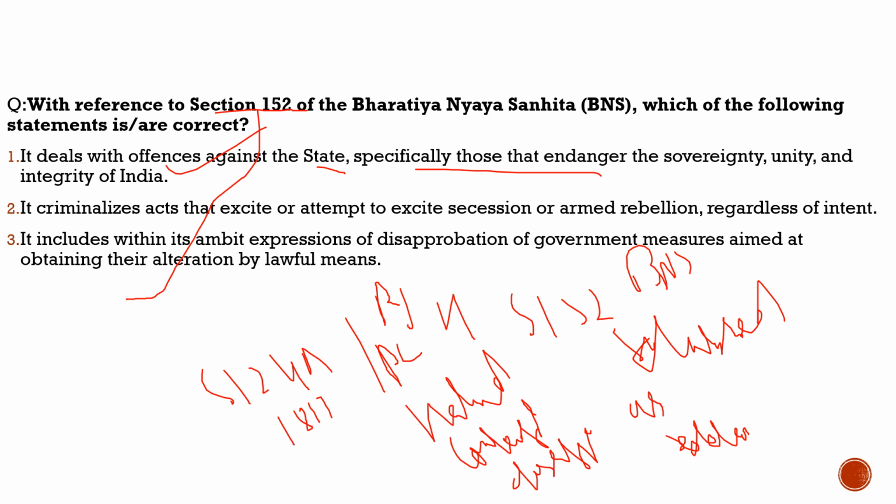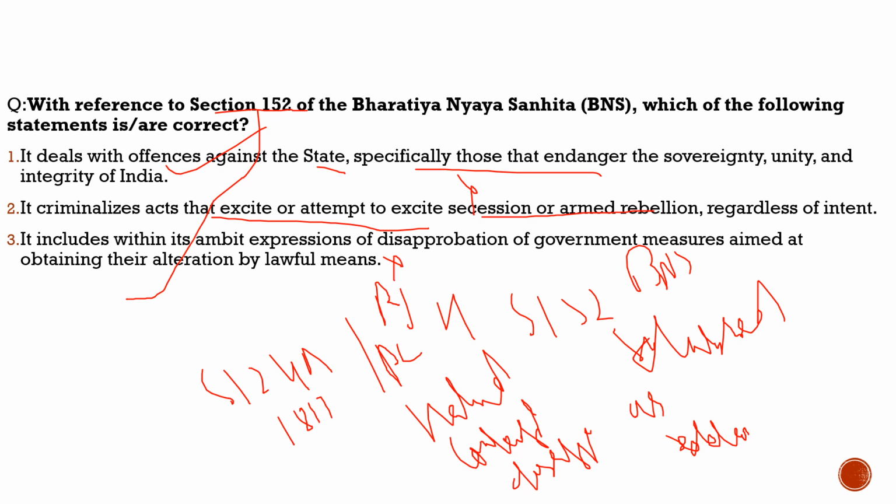Second statement: it criminalizes acts that excite or attempt to excite secession or armed rebellion, regardless of intent. Intent is very much important, so this statement is incorrect. Third statement: it includes within its ambit expressions of disapprobation of government measures aimed at obtaining their alteration by lawful means. Totally incorrect. So with respect to this question, the correct statement is option A.